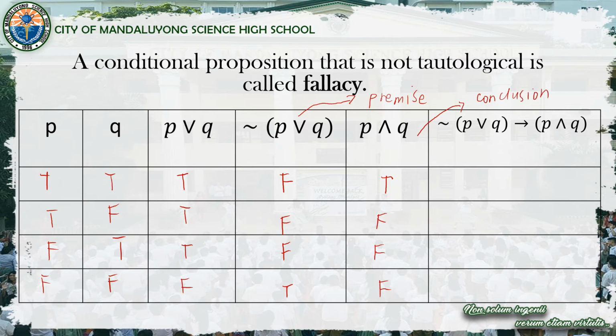Or yung tinatawag nga na consequent. So, sabi natin, it will only be false if our premise is true and then if our conclusion is false. So, ibig sabihin, for rows 1, 2, and 3, that will give us a true value. But for the last row, since we have a premise which is true and then a conclusion which is false, this will give us a false value. So, ibig sabihin, this is an example of a fallacy.